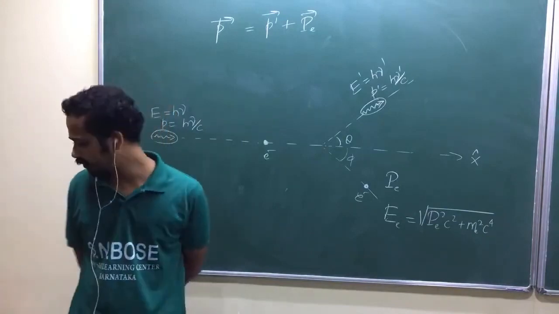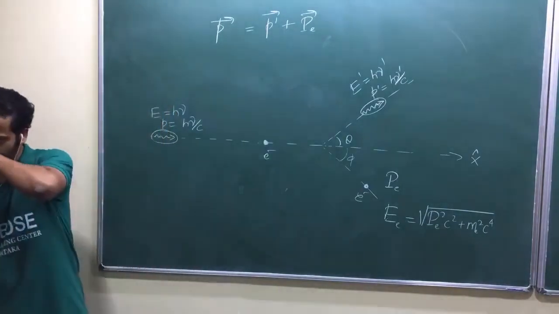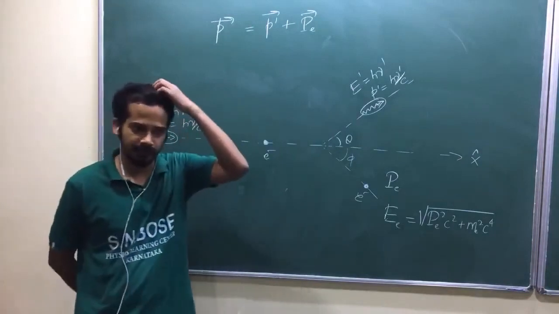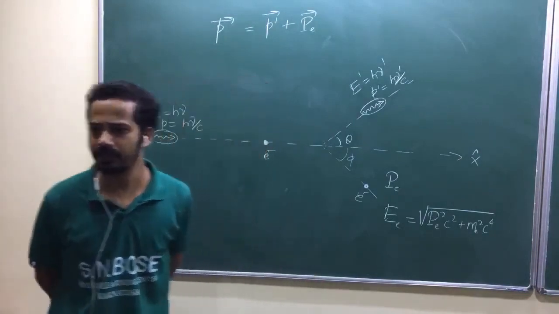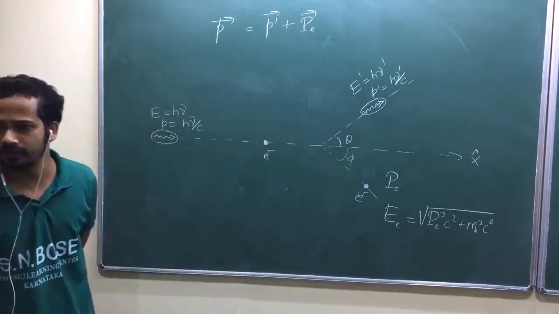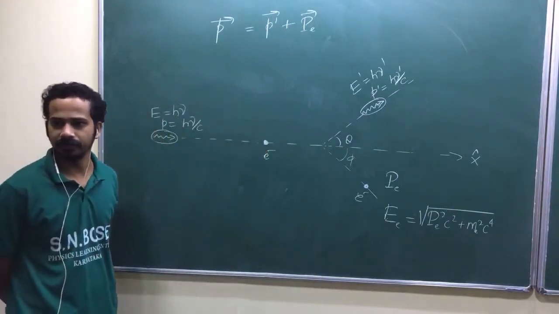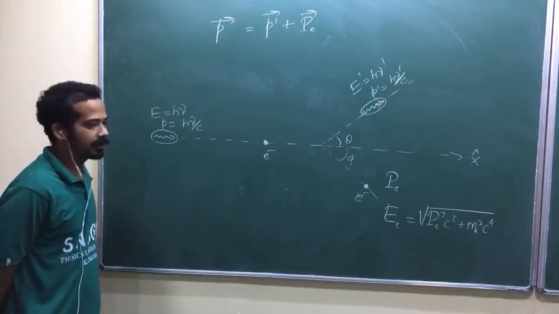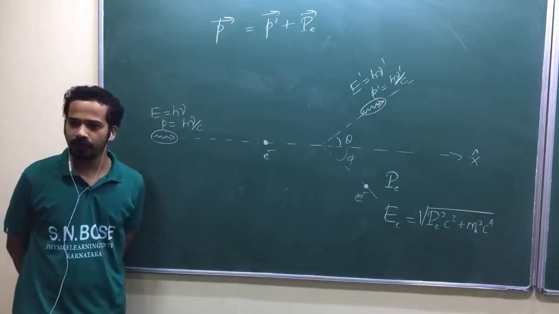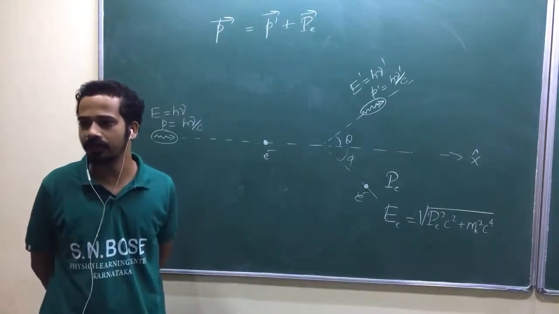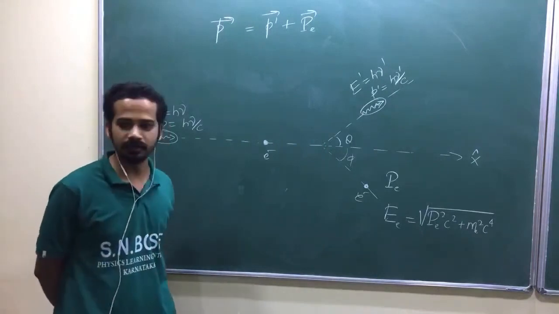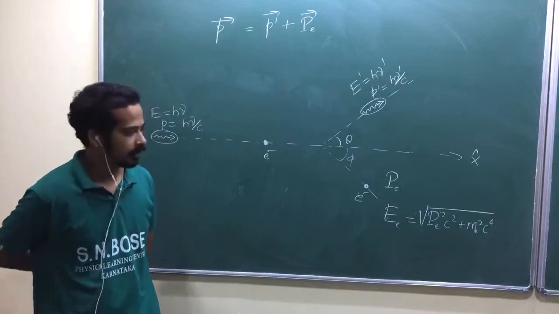What is the energy range? Any idea? I think hundreds of electron volts, or 50 or 100 electron volts. That is the X-ray energy. So for the photoelectric effect to happen, that much energy is not required. But still, why is it not happening? That's a valid question.